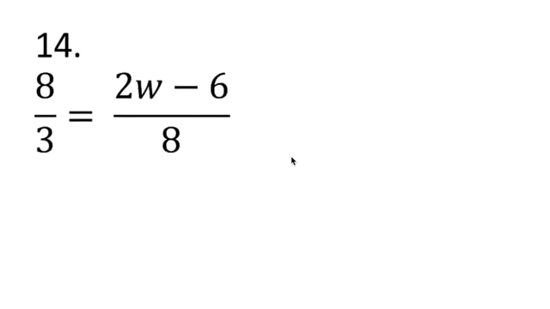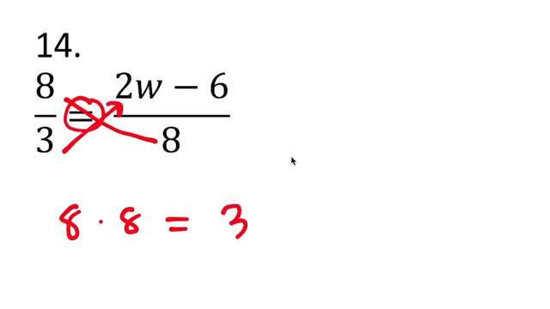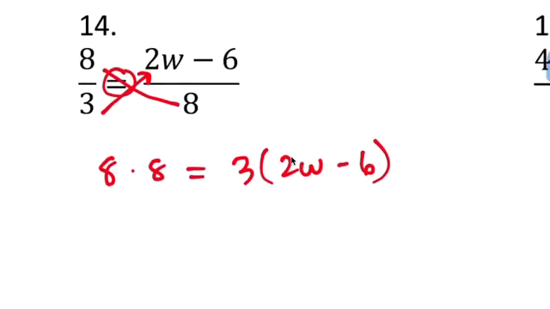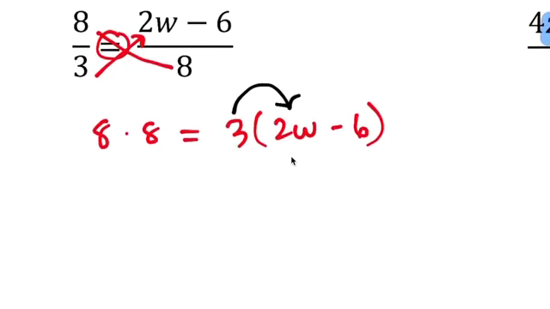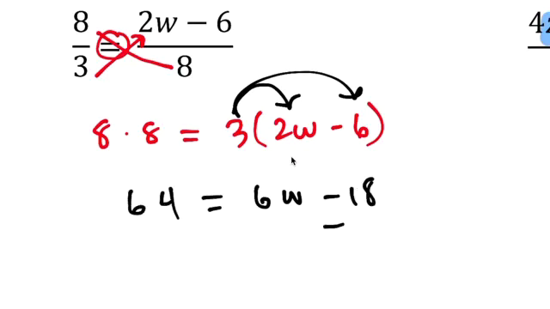Okay. Multiply 8 times 8. Bring down this equal sign. Multiply 3 to the whole entire thing. Okay. You can't combine these, so you have to distribute. Use distributive property. 6w minus 18. Add 18.